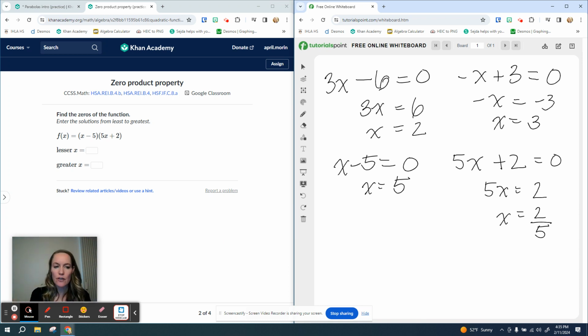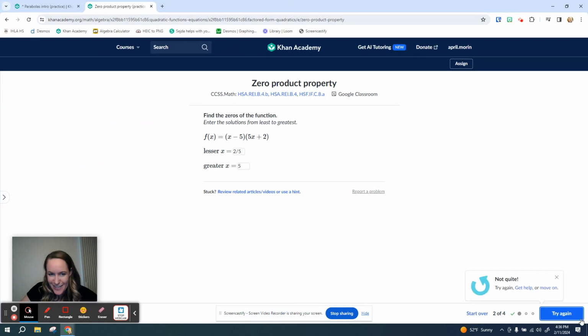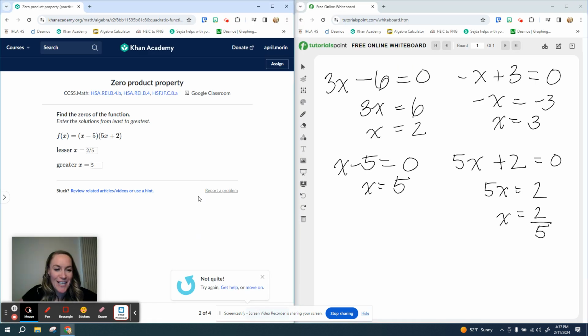Okay, and you don't have to change a fraction to decimal. That's just fine. So our lesser x is 2 fifths because 2 fifths is less than 5. 2 fifths, and then we have 5 here. Okay, let's see if we are correct. Oh, not correct. Let me see. Enter the solutions from least to greatest. Okay, who caught my mistake? This is -2. If you move a positive over, it's negative. So that was my mistake there.